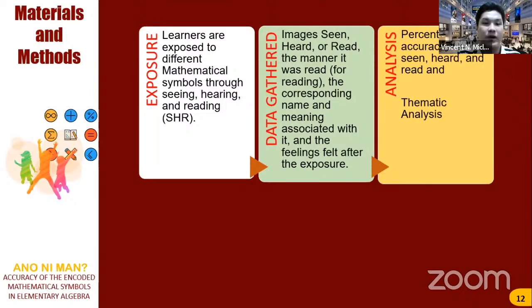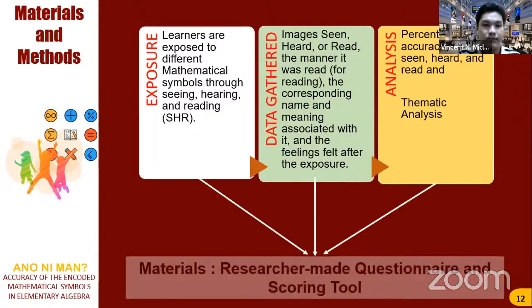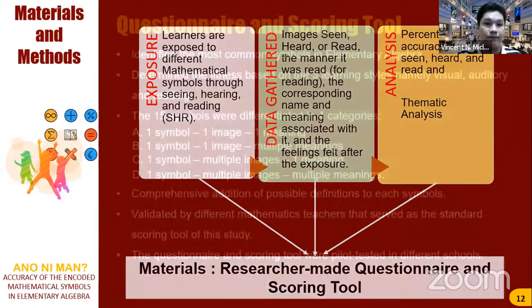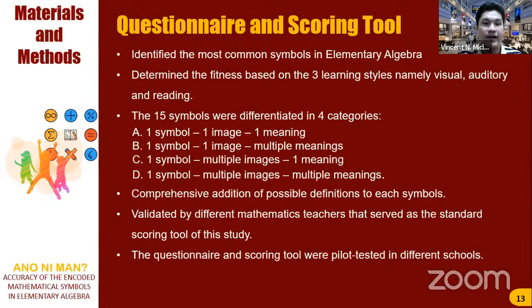And for the analysis, we computed the percentage accuracy of the seen, heard, and read symbols, and we performed thematic analysis for certain themes that we can extract from the numerical or quantitative data. Our main instrument for data gathering is our researcher-made questionnaire and scoring tool. So here is our method on how we constructed our questionnaire and scoring tool.